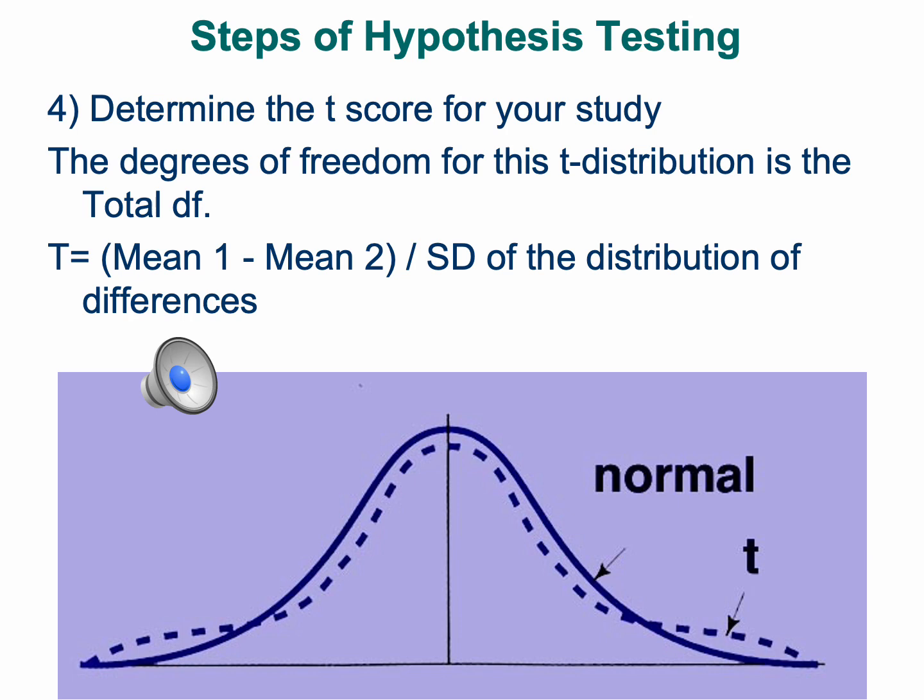Okay, so the degrees of freedom for the t-distribution is the total degrees of freedom. The t-score is equal to mean 1 minus mean 2 divided by the standard deviation of the distribution of the difference scores, or the differences between means.